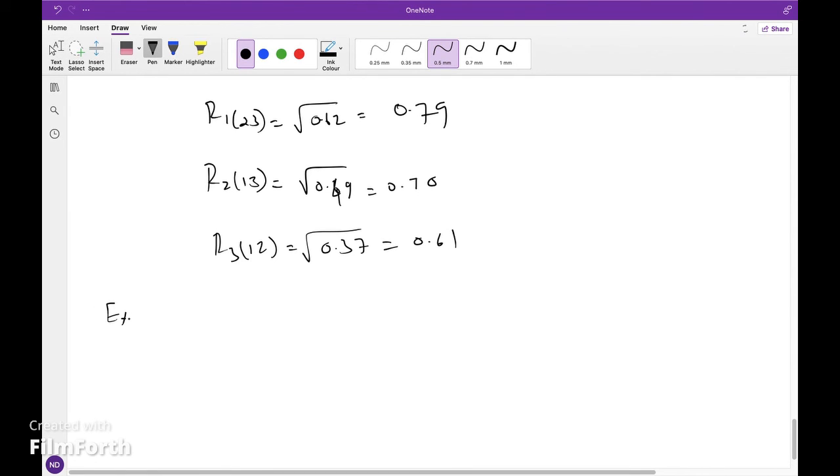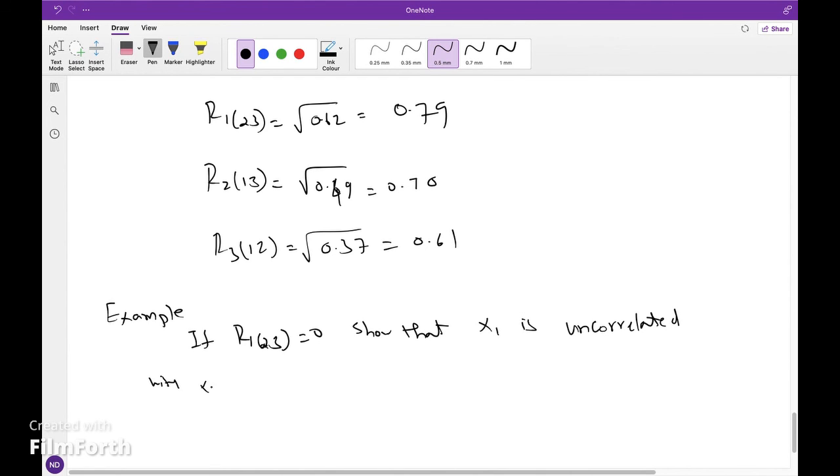Another example. If R1.23 equals 0, show that X1 is uncorrelated with X2 and X3.